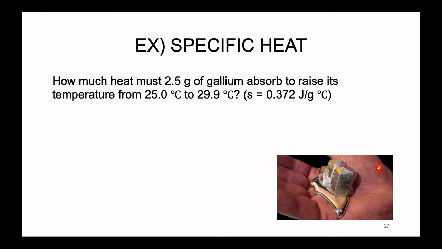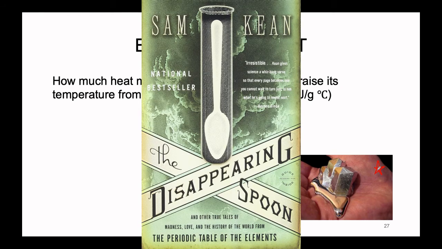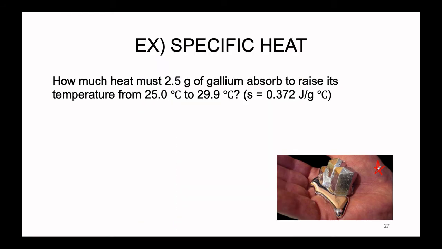If you've ever seen the book The Disappearing Spoon by Sam Kean, the title of the book comes from this old prank. The tea would no longer be safe to consume, but relatively speaking, gallium is pretty non-toxic. You can hold it in your hand like this and you would be fine. You just have to wash your hands afterwards and it's all good.